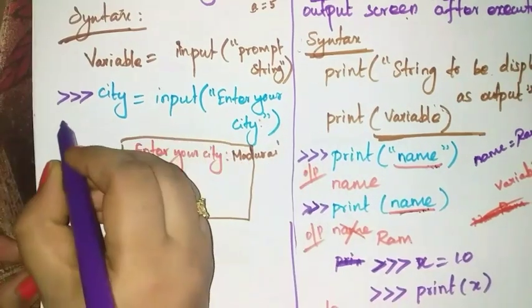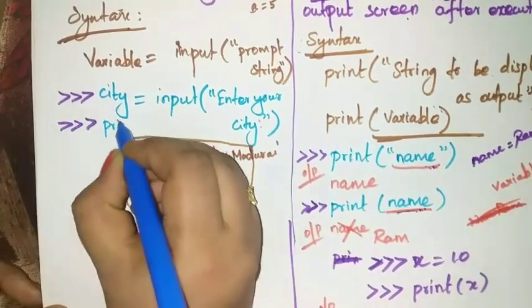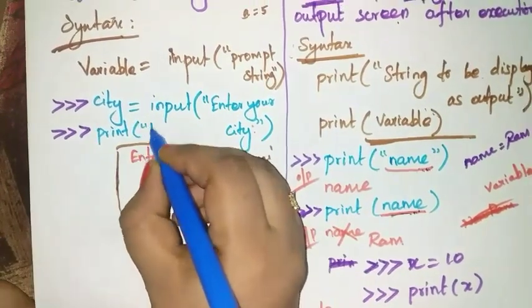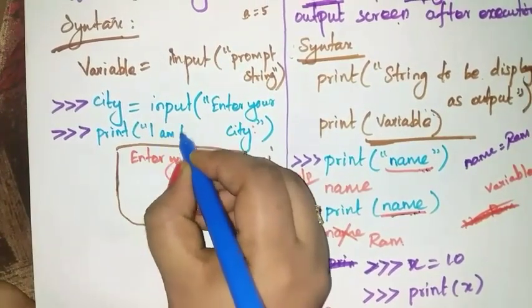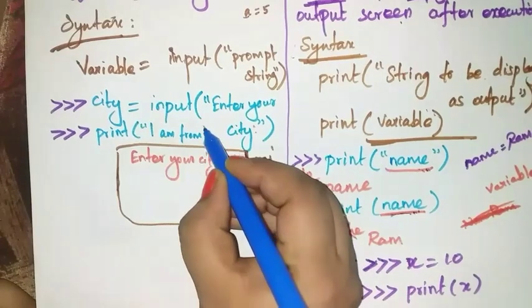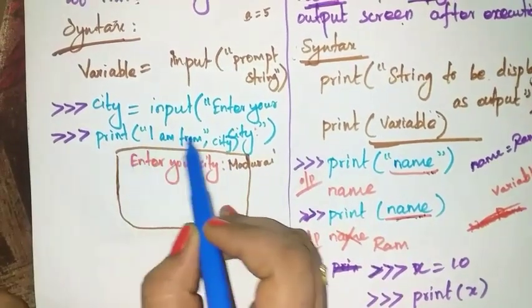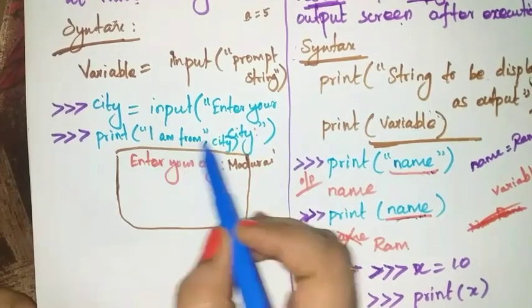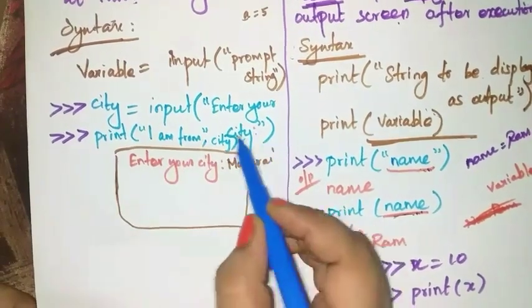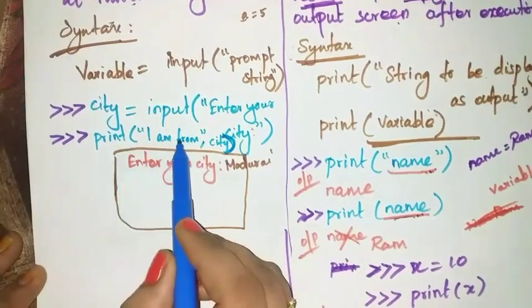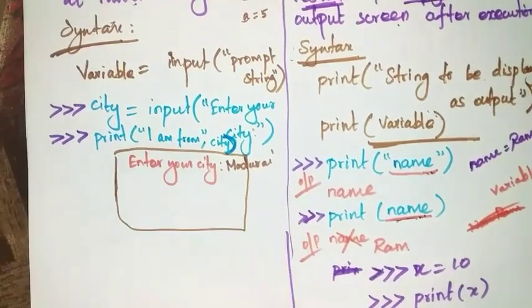Next I am going to write the print statement. Print "I am from", within double quotes, and next is city. For this code you will get the output like this.